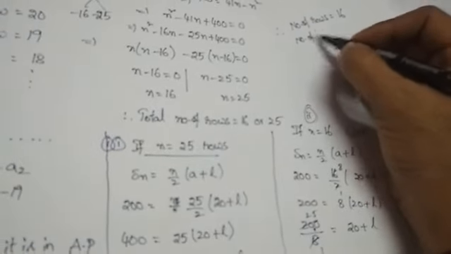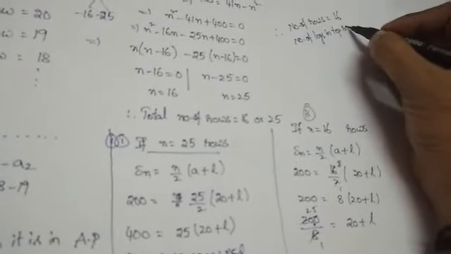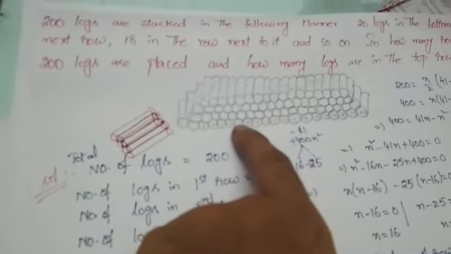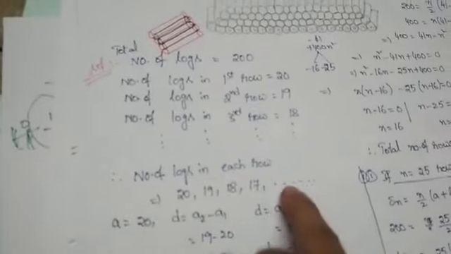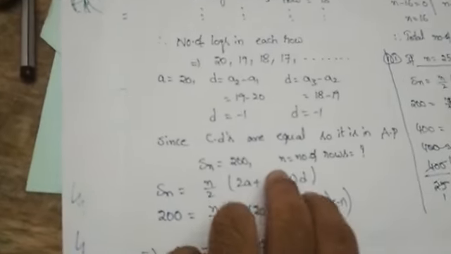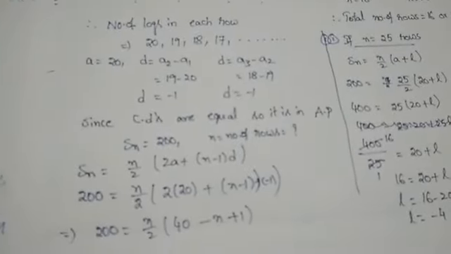Number of logs in top row equal to how many? Number of logs? 5. See that question once. So there are 200 logs placed like this, stacked like this, 20 logs, 19, 18, 17. So we have to find out how the logs are in order. So first we find out whether their series is in AP or not. Later we checked how many.